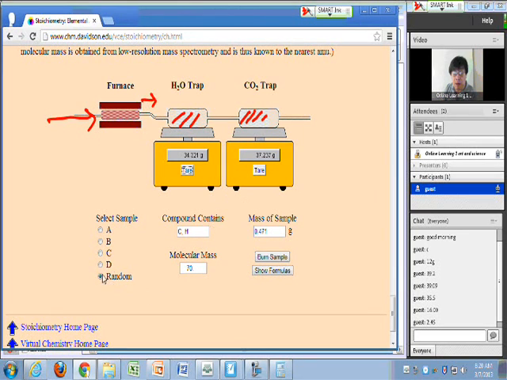So let's select a random sample. This compound contains carbon and hydrogen. The mass of this sample is 0.471 grams. We're going to burn the sample. Oh, wait a minute. Let's try it again. Let's tear this. Okay, so let's burn our sample. Let's pick another random sample again.